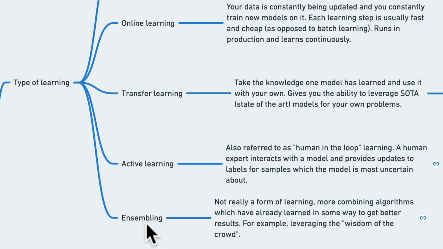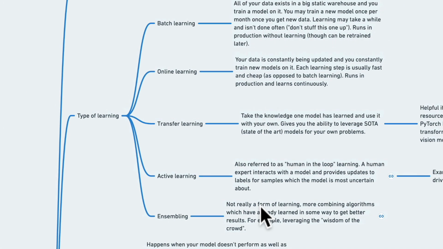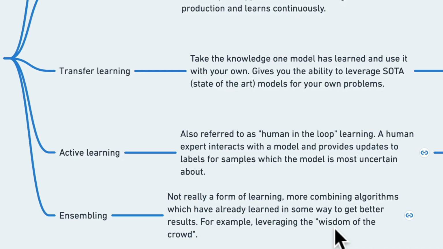Ensembling, not really a form of learning. It's more combining different algorithms together. A random forest is an example of an ensemble machine learning algorithm. So that kind of means you're leveraging the wisdom of the crowd. If you ask one person, hey, what's the best direction to take, left or right? They might say right, but then if you ask 9 other people, they might say left. So should you trust the 9 people or should you trust the one person?